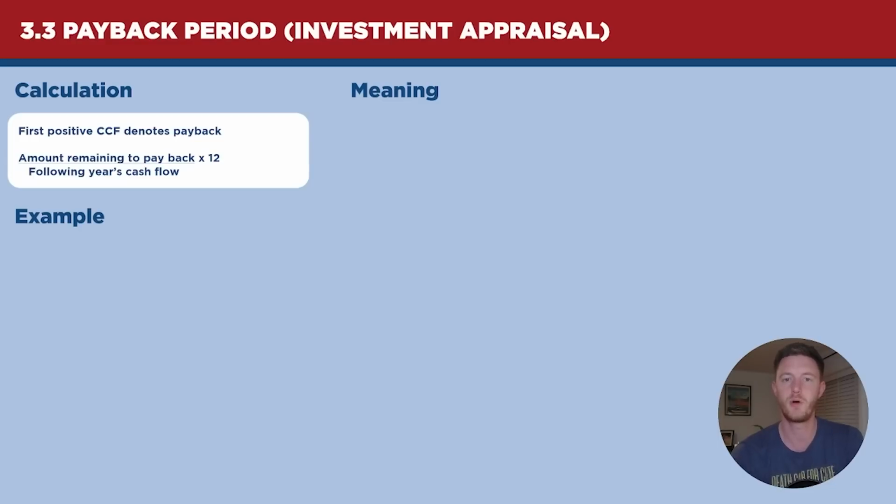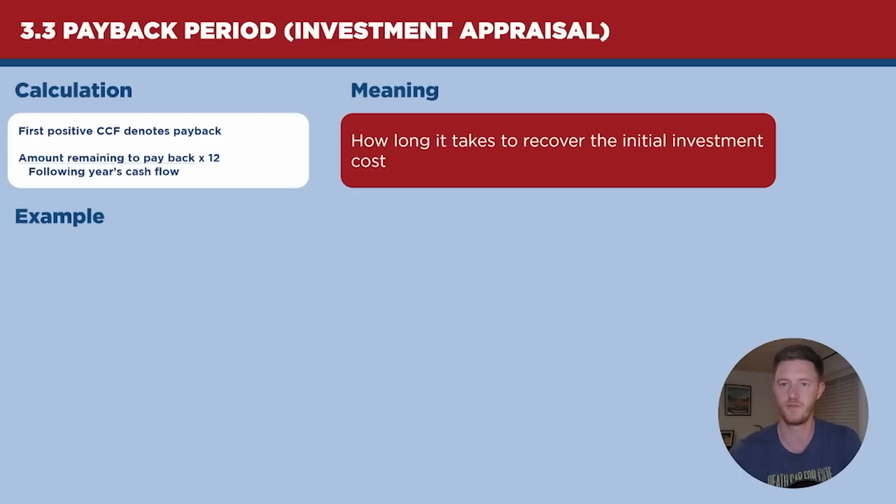So our first positive cumulative cash flow denotes that we've reached payback. And then to work out the gap, we do the amount remaining to pay back in the final negative cumulative cash flow, divided by the following year's cash flow, and then times it by 12. That might not make sense without the example. So let's look at the example. The meaning here is how long it takes to recover the initial investment cost.